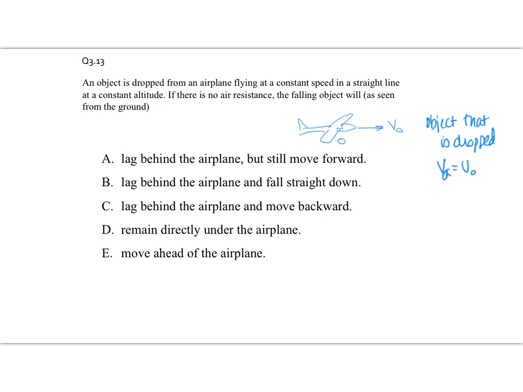So the object that's dropped again has this initial velocity of V naught. And as it falls, that object, I'm going to draw it down here, is going to go in a parabolic path, retaining its Vx, and then fall. But because the plane is also moving horizontally with the V naught, the plane is always going to be right on top or above the falling object. So the object is going to remain directly under the airplane. And this is true because we're assuming there's no air resistance.